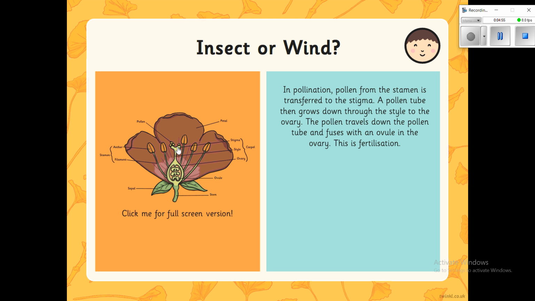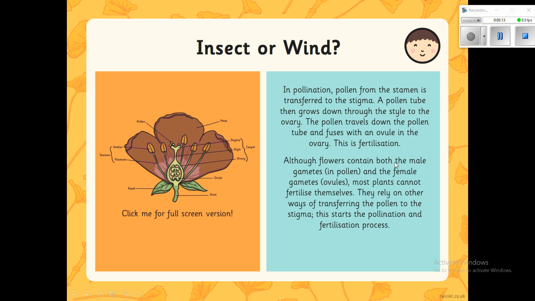The pollen will then join onto the stigma, go down the tube like that, into the ovary section. This pollen will then fuse with one of the ovules, which is one of these bits here, and that is your fertilization, and that is how plants then reproduce.